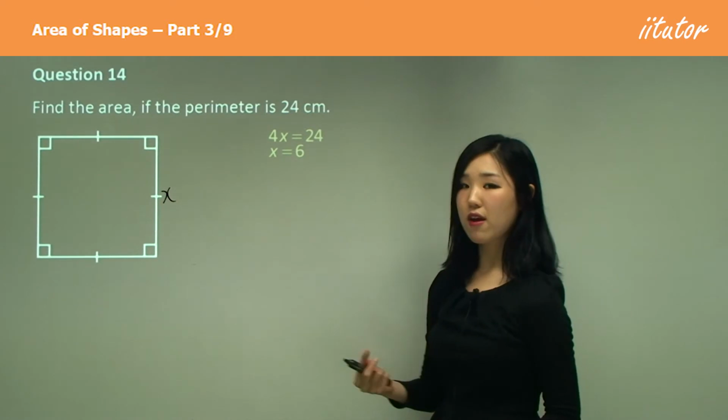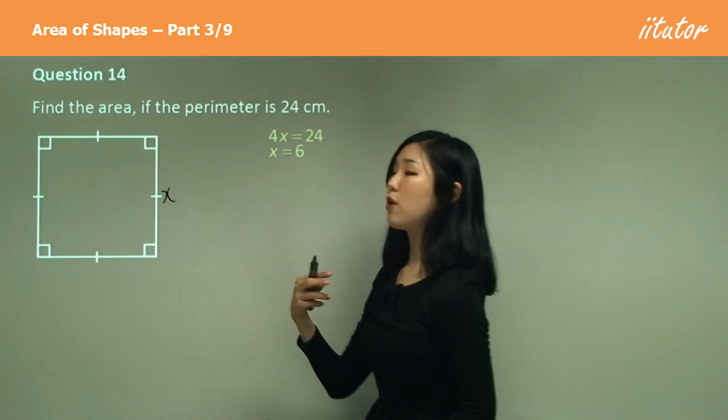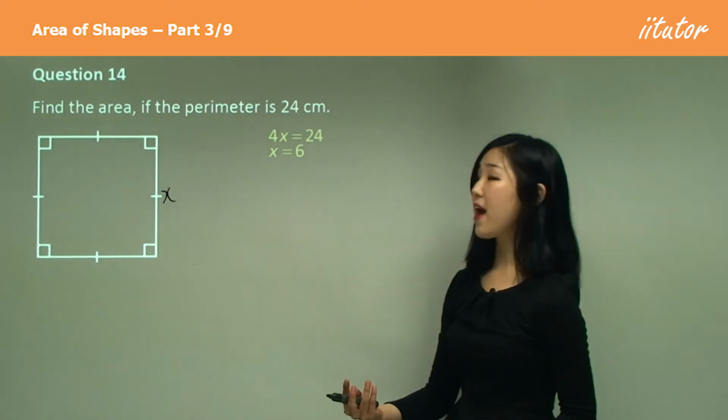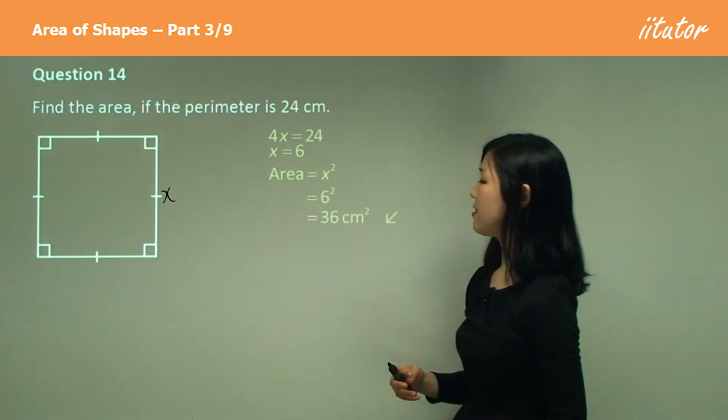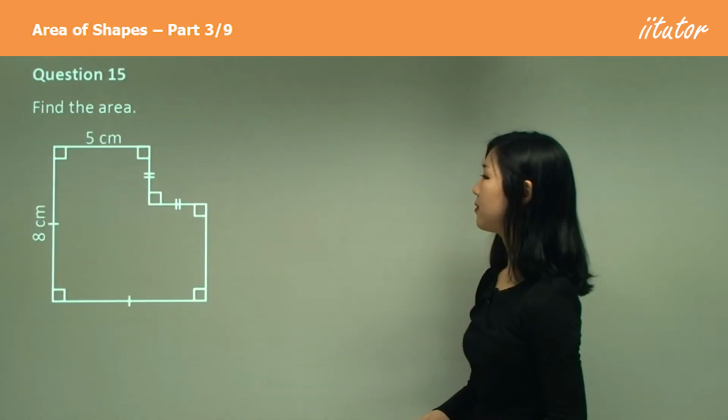Now we need to find the area. That's what the question is, isn't it? So we just do our usual thing to find the area of the square, 6 squared. So x squared, which is 6 squared. That is 36 centimeters squared.